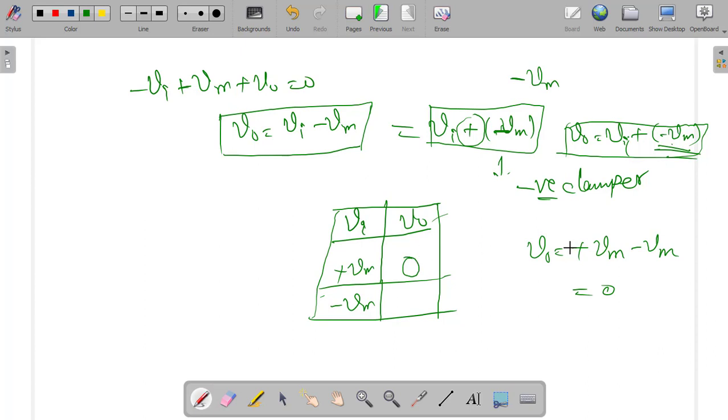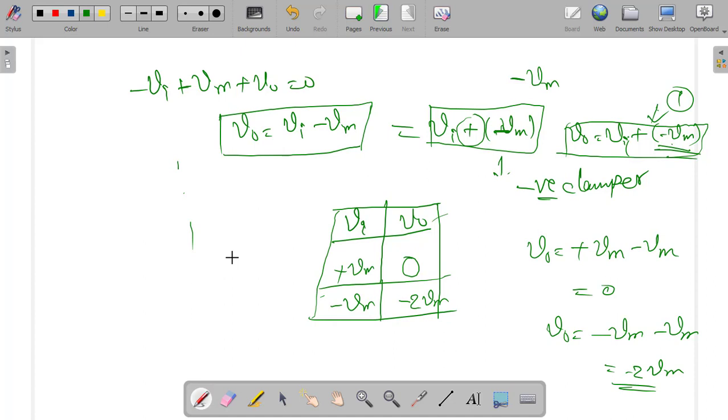Let us take the next condition, when Vi is equal to minus Vm. Substitute in equation number 1, Vi equals minus Vm. If you substitute this, minus Vm minus Vm will be minus 2Vm. So your output waveform will be shifted by a negative amount of Vm. The positive will be brought down to 0 and the negative will be shifted further downwards towards the negative side. This is the output waveform that we will obtain from this negative clamper.